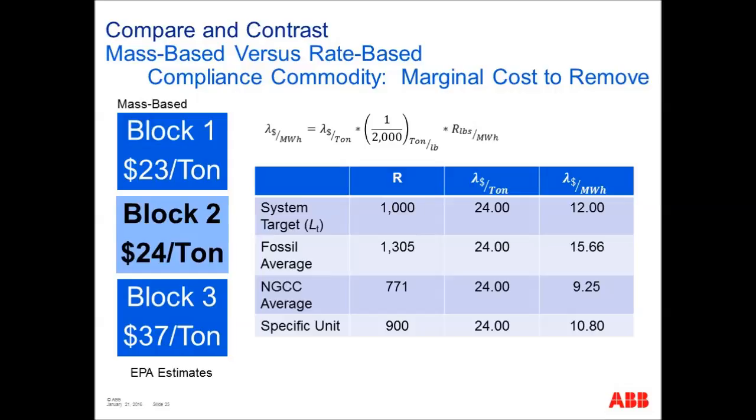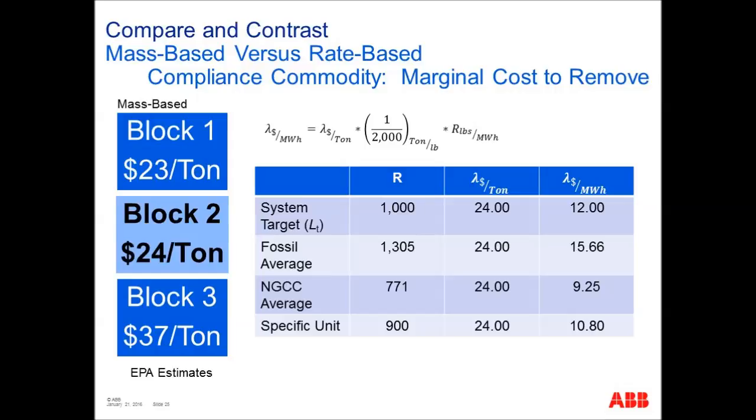Now, conversely, we can work that the other way by inverting our emission rate, and we can convert from $19 per megawatt hour to $37 per megawatt hour. Now, one of the key components is, what is that rate? All right? And in this example, I used 1,000 pounds per megawatt hour as the system target.